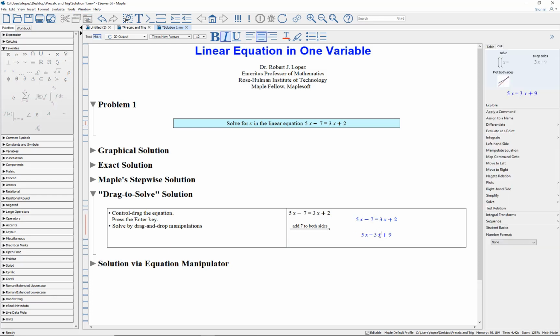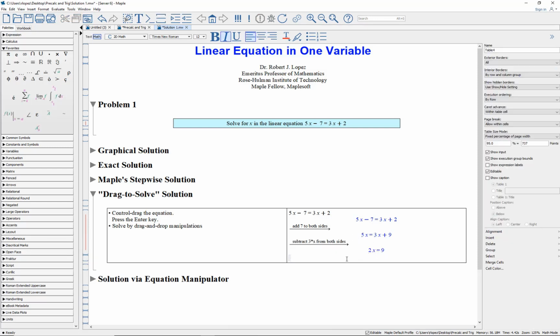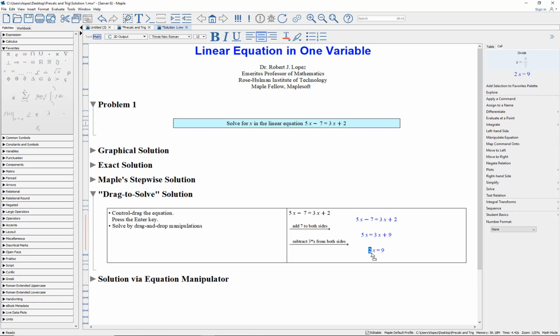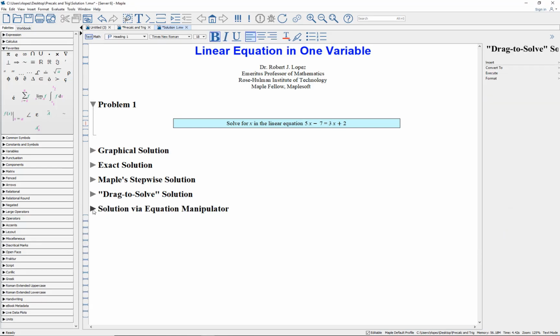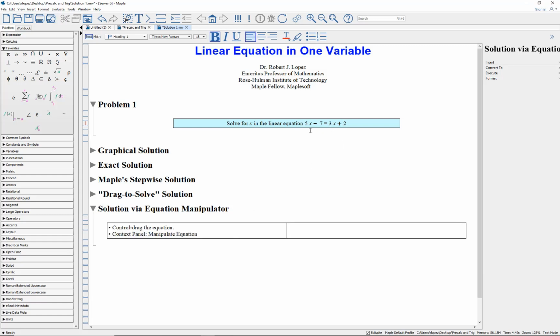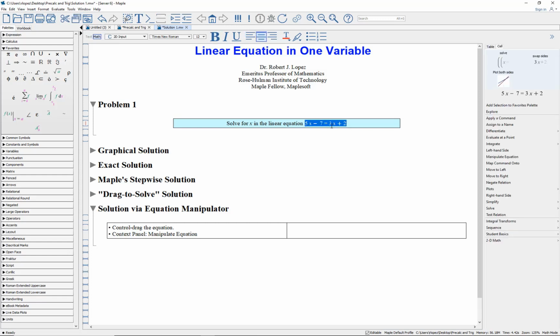Now you want to subtract 3x from both sides. So drag it over and you have the option to subtract 3x from both sides. Then you want to divide by 2, so select the 2, drag it over. It says divide by 2. So here is a way of manipulating the equation kind of the way you do it with a pencil and paper. And finally, let's make use of the equation manipulator, which is a tool that allows the student to solve the equation in this same interactive dynamic way.